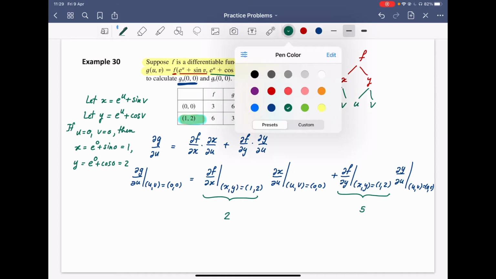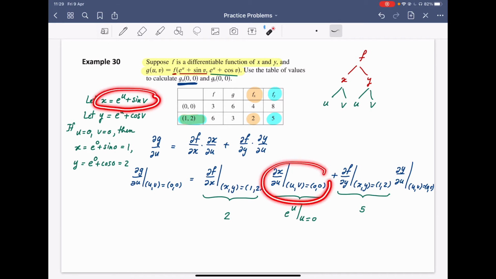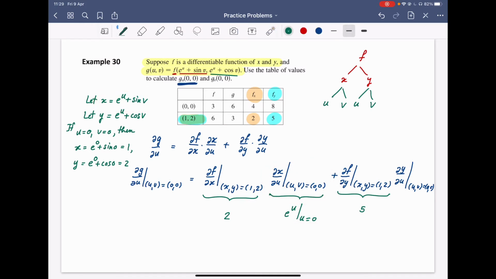But for the second term here, that differentiates x with respect to u. I can just start from x, and then I differentiate with respect to u. I get e to the u, right? And then I plug in u equal to 0. Does it make sense? Because you have x equal to e to the u plus sin v. You differentiate x with respect to u, so you get that. The same thing, I differentiate y with respect to u, so I get e to the u as well, and then evaluate at u equal to 0.